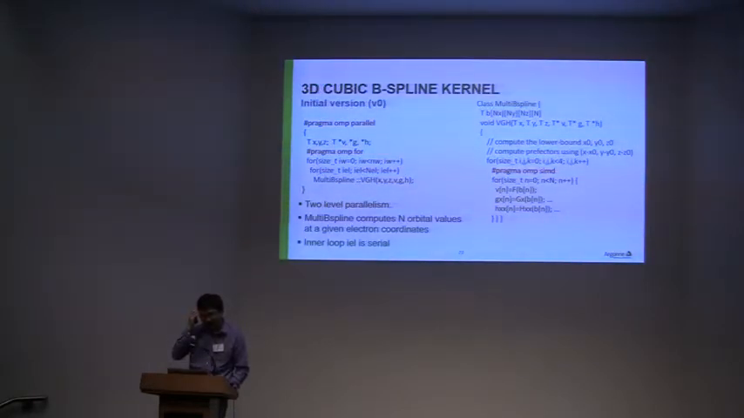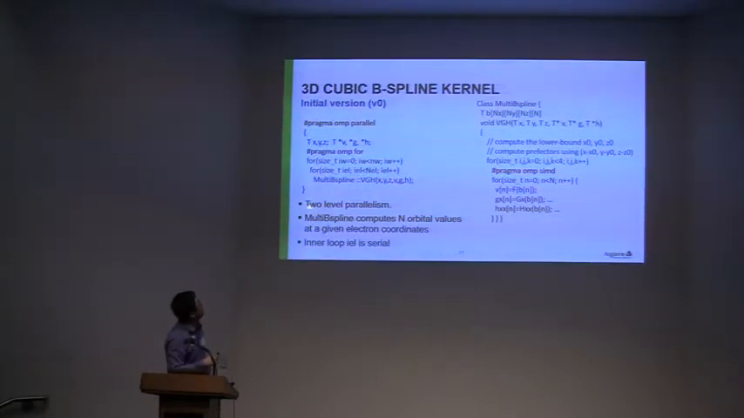So here I'm going to talk about how I tried offloading things on this 3D cubic B-spline kernel. The characteristic of this kernel is that it's a bit memory bound. QMCPACK, as I mentioned, has many kernels. Some are memory bound, some are compute bound. This one is memory bound. So I start from the mini app, this original version.